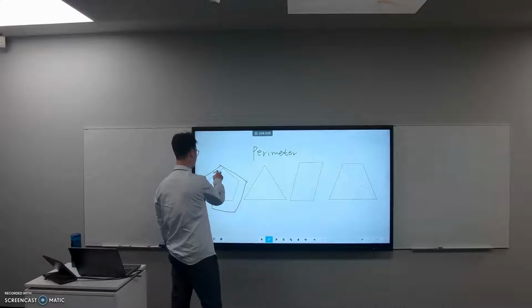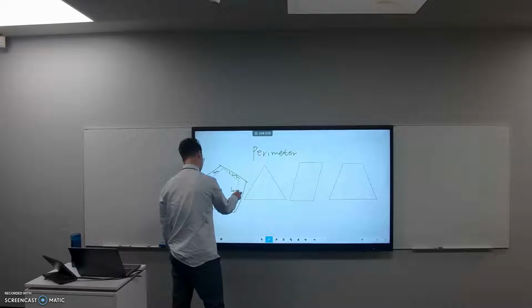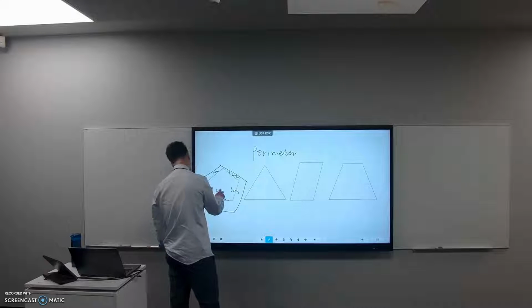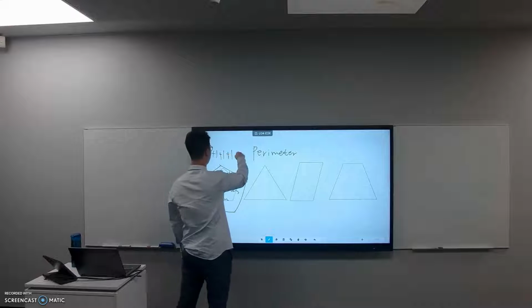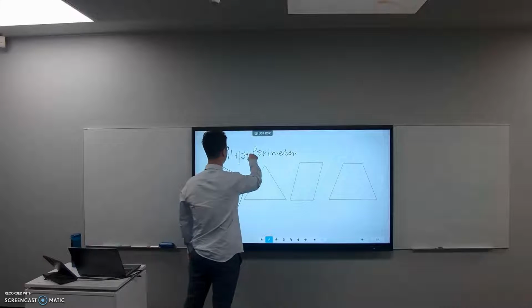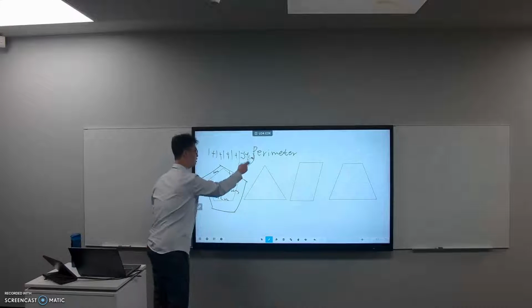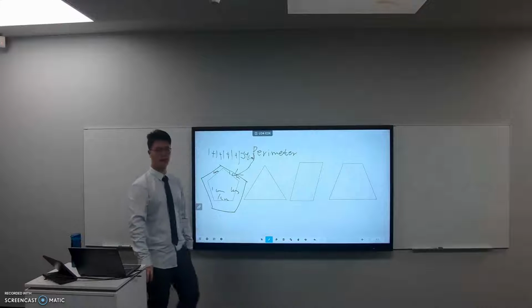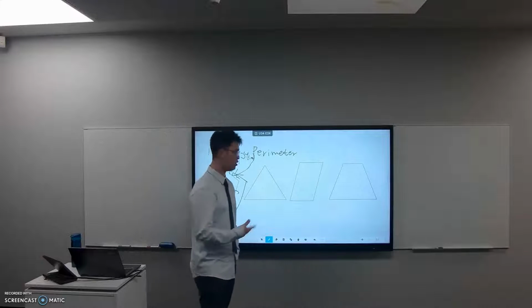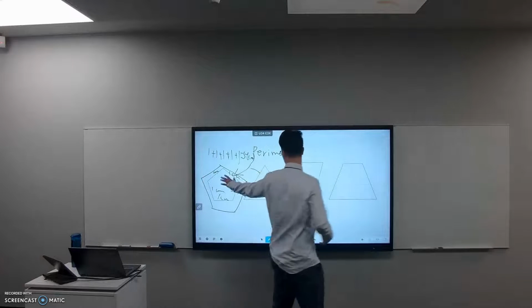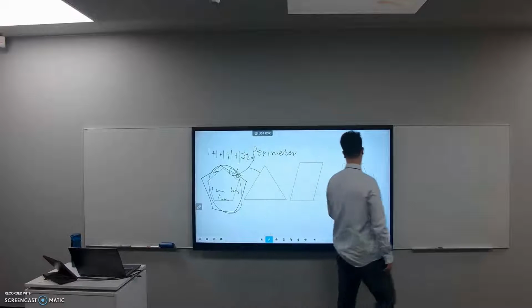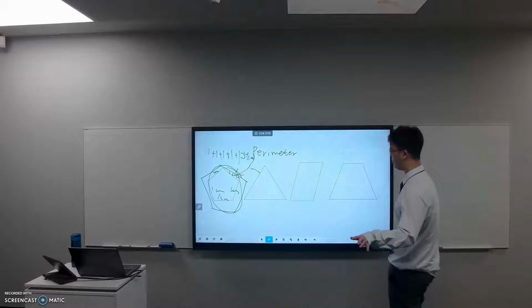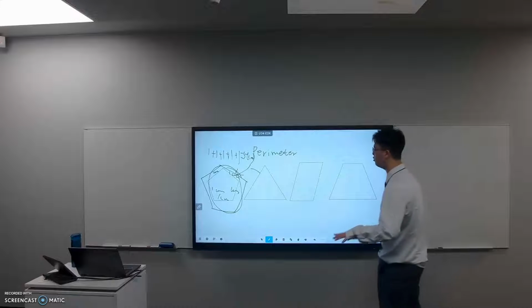Let's say this is 1 centimeter, 1 centimeter, 1 centimeter, 1 centimeter, 1 centimeter. You're just gonna add them up. One plus one plus one plus one plus one equals 5 centimeters, and that's its perimeter. Don't be scared of perimeter. Perimeter is literally the total length of the things that make up this shape. But you do have to remember some characteristics of shapes.